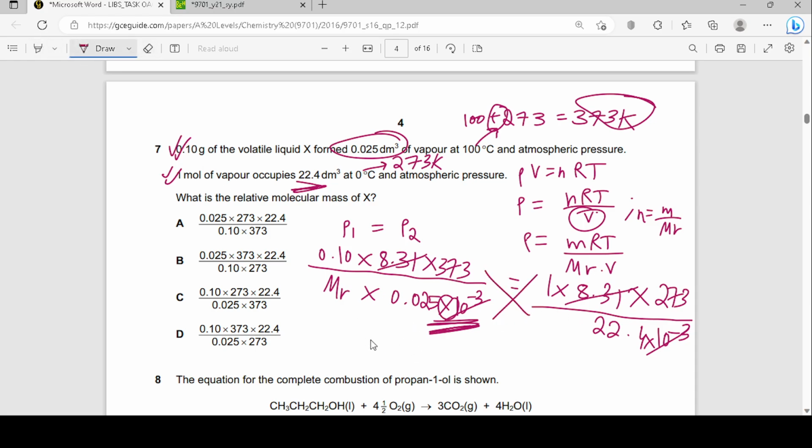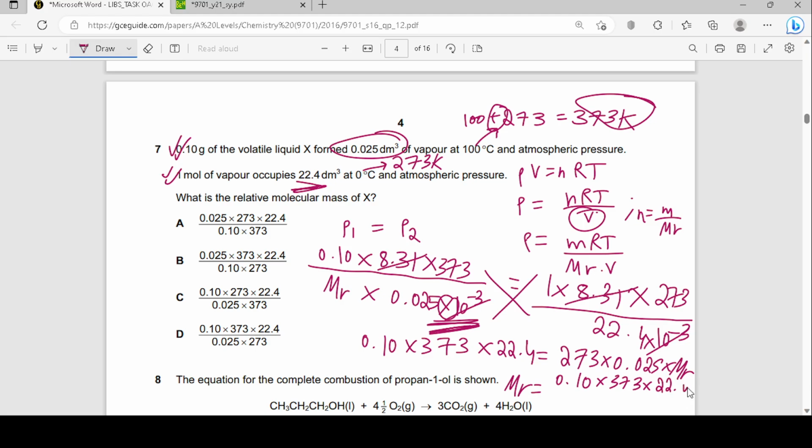Okay, I hope it's not too messy and you can understand what I'm trying to do because it seems a bit messy. But anyways, 0.10 into 373 into 22.4 equals 273 into 0.025 into M R. And I can shift that to the denominator, right? So 0.10 into 373 into 22.4 over 273 into 0.025. So this is the calculation that I have to do, and which answer does it match with?